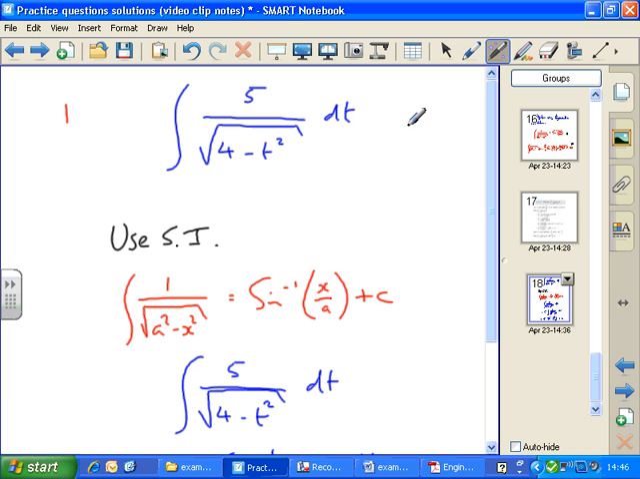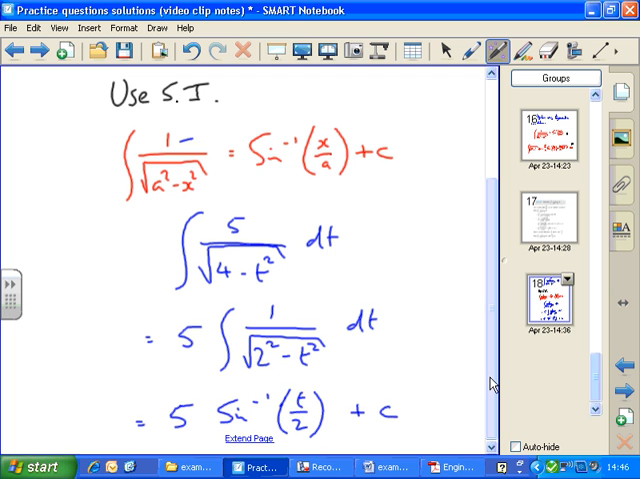So first of all, notice in the standard integral, it's a 1 on top. So we bring this 5 outside the integral, and it becomes 5 times the integral of 1 over root 4, which is 2 squared, minus t squared. So a is 2. And so it turns out to be 5 sine to the minus 1 of t over 2 plus c. Done. So very straightforward to do these integrals using the standard integral. And questions 2 and 3 are very similar, so I'm not going to go through those.